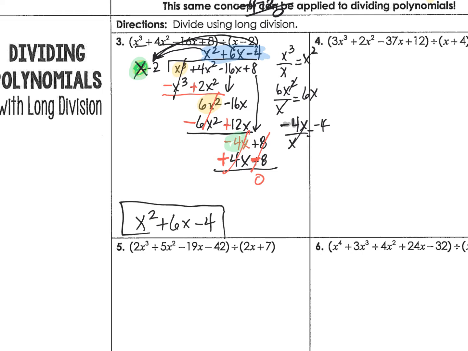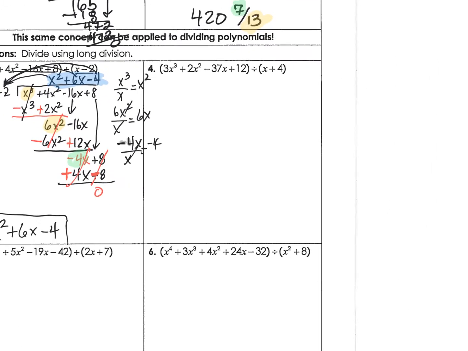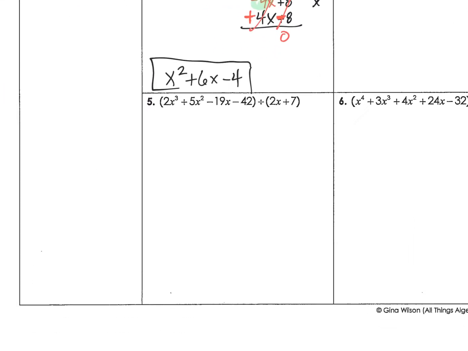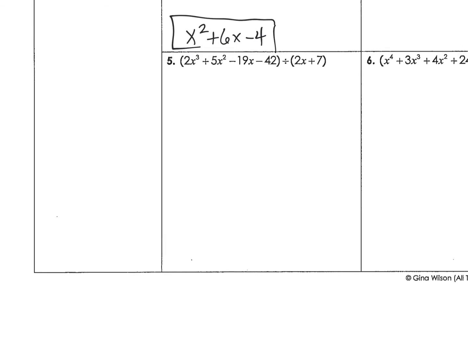So let's try this again. No remainder, and make sure we understand what we're doing. Okay, let's do one here. That's a little more difficult because it's got a 2 in the front. It doesn't change the process. So now we put 2x plus 7 on the outside, and on the inside we have 2x cubed plus 5x squared minus 19x minus 42. All right, so let's start our process.